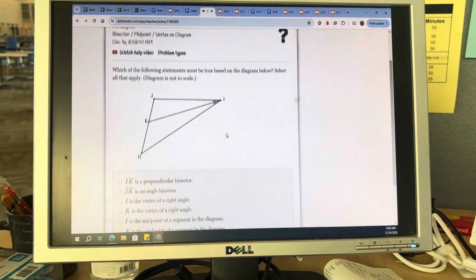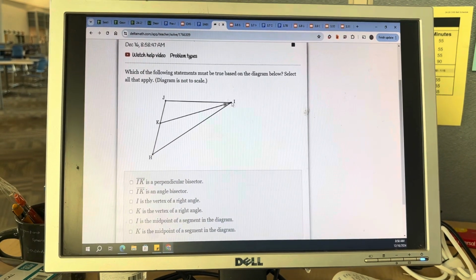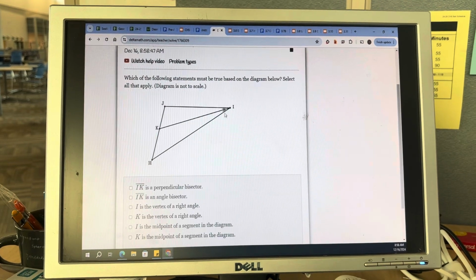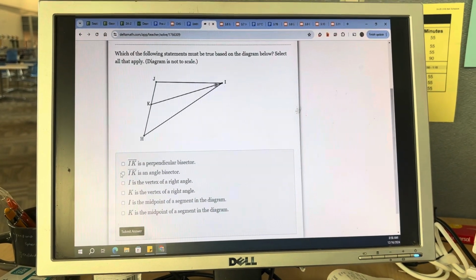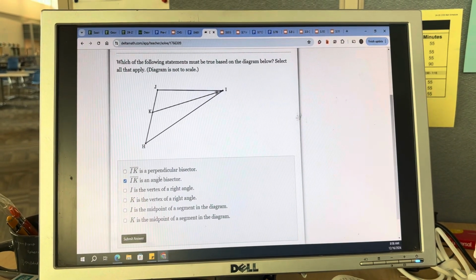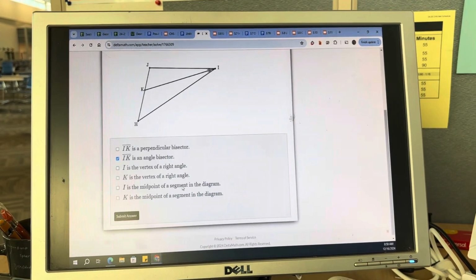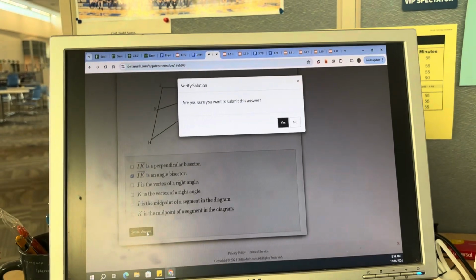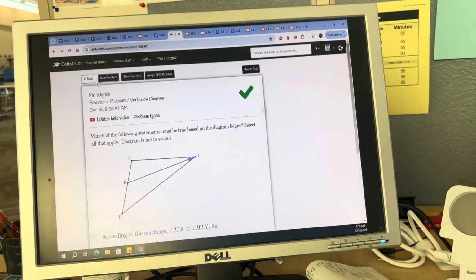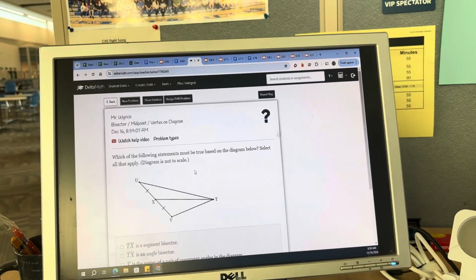Bisector, midpoint, vertex, whatever. Let's see. These angles are congruent. So IK is an angle bisector. And that's it. That's the only thing that we know for sure. Okay. It'll ask about stuff.